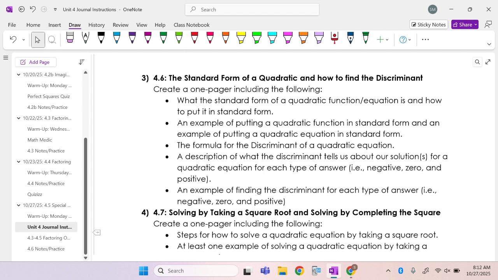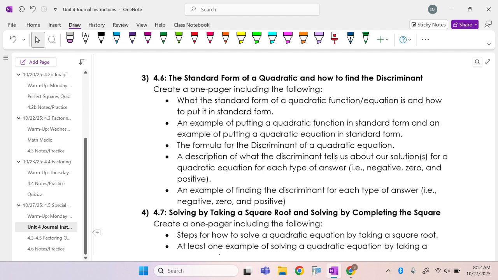and an example of putting a quadratic equation in standard form. Now, who knows the difference between a function and an equation? Kind of. So one of them does have an equal sign. But the biggest thing is that typically you see a function as f of x or y equals. An equation, you see it equal to some number or some other expression. All right, that's the difference.